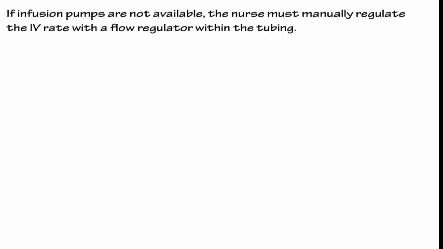Chapter 22 deals with intravenous calculations, and previously we discussed how to calculate the flow rate when using an infusion pump. However, there are cases where an infusion pump is not available and the nurse must manually regulate the IV flow rate with a flow regulator within the tubing. So the question is raised, how is the flow rate actually measured?